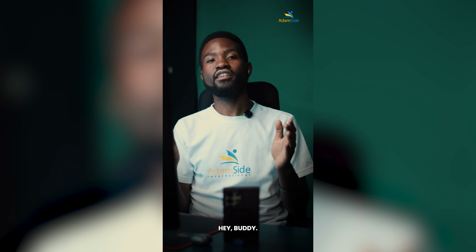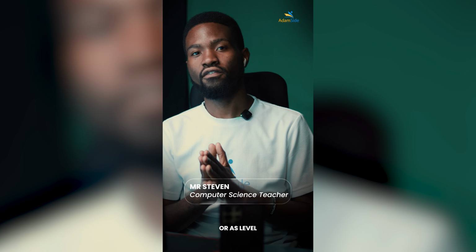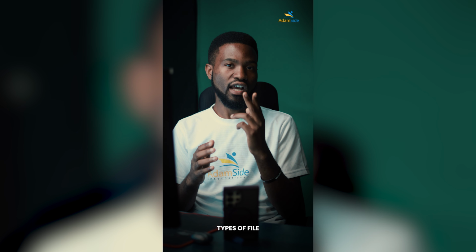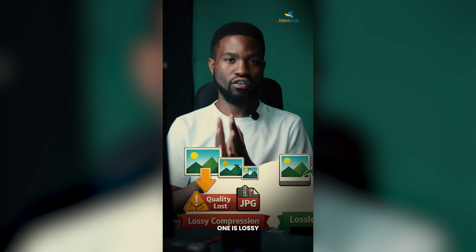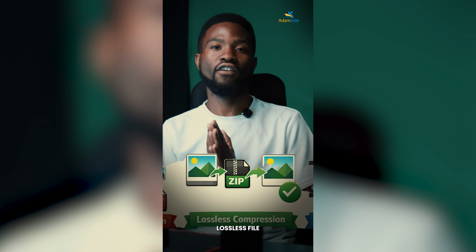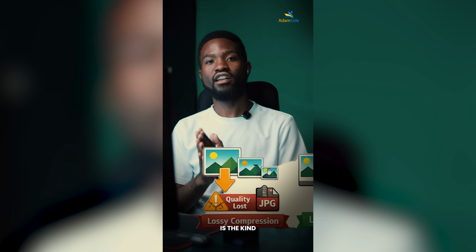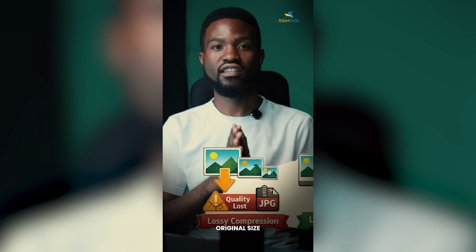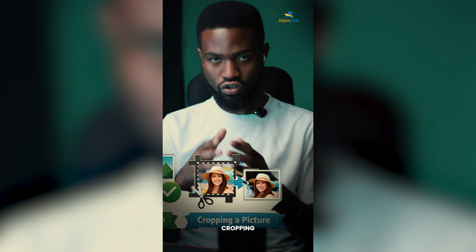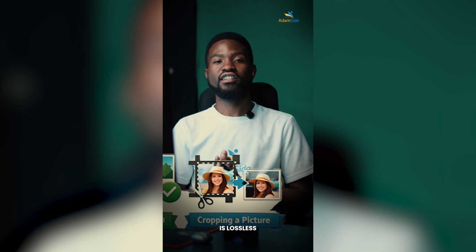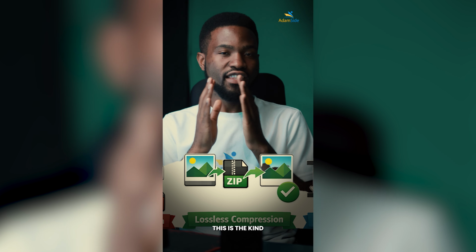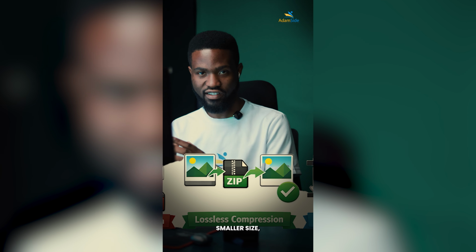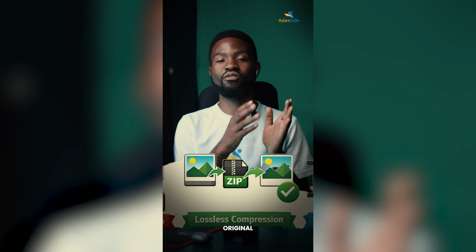Hey buddy, as an IGCSE or AS level candidate, you may be asked the types of file compression. We have 2 types of file compression: lossy file compression and lossless file compression. Lossy file compression is the kind of compression where you are unable to revert the file to its original size after compression. For example, cropping a picture. The second type is lossless file compression. This is the kind of compression where you can compress the file to a smaller size, but you are able to revert the file to its original size.